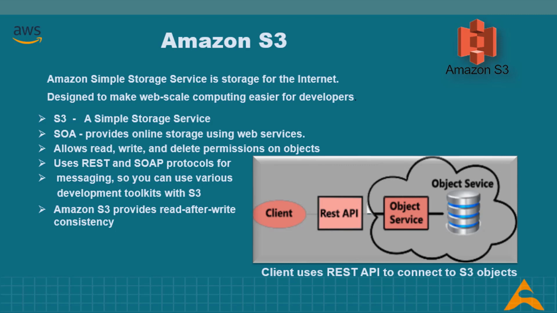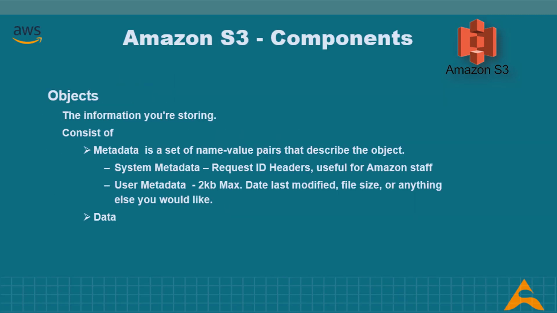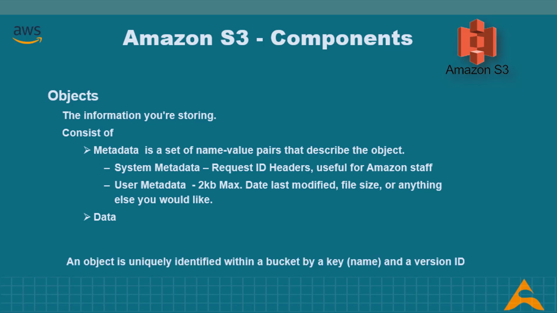Amazon S3 basically has three key components, namely objects, buckets, and keys. Here, objects can be defined as the fundamental entities or information which is stored in Amazon S3 and consist of object data and metadata. The data portion is opaque to Amazon S3. The metadata is a set of name-value pairs that describe the object. These include some default metadata such as date last modified and standard HTTP metadata such as content type. Here, the user can also specify custom metadata at the time the object is stored. An object is uniquely identified within a bucket by a key name and version ID.